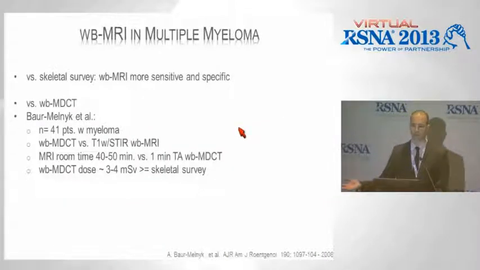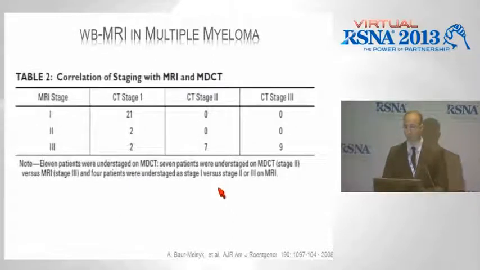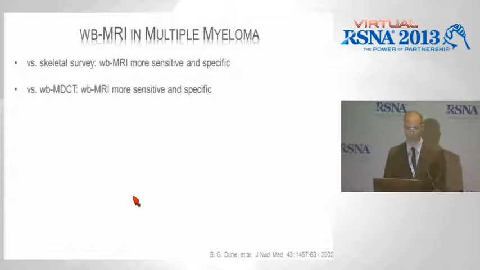Now, if skeletal survey is not working, what about whole body CT? That study was also done by Bauer and Melnick, and they showed that if you compare CT to STIR and T1 imaging, although MRI acquisition is of course longer than the CT acquisition, CT basically understages the disease all the time compared to the MRI stages. So it's not as precise and appropriate.